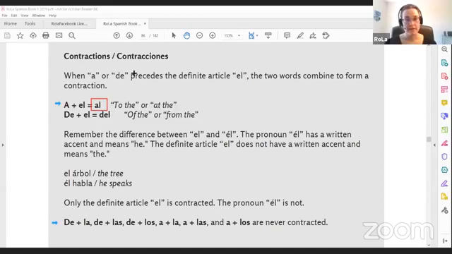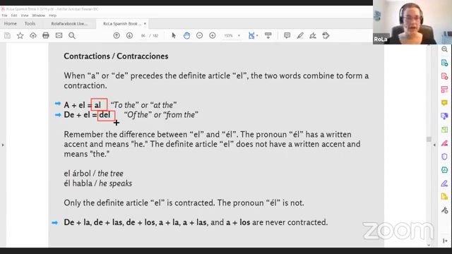And it's the same case also for de. So de means of or from. It's the same thing. It only contracts when it's with el, but if it's with la or las or los, again, no contraction. So it's the same as with a. So there are really only these 2 special cases, a and el, and de and el, where we have a contraction. In the case of a and el, it makes al, and in the case of de and el, it makes del. One word, del. Okay.